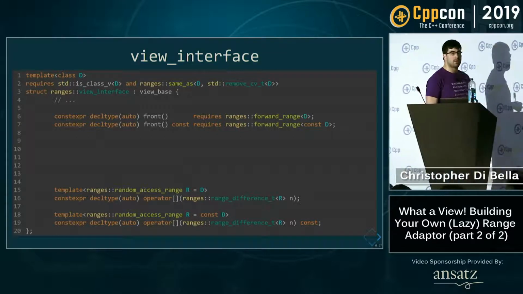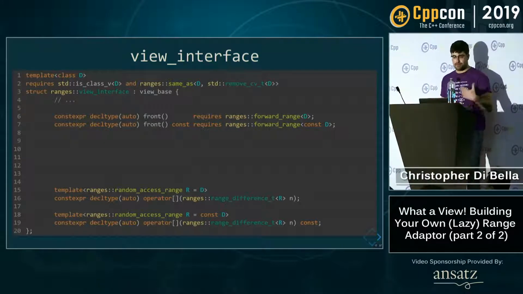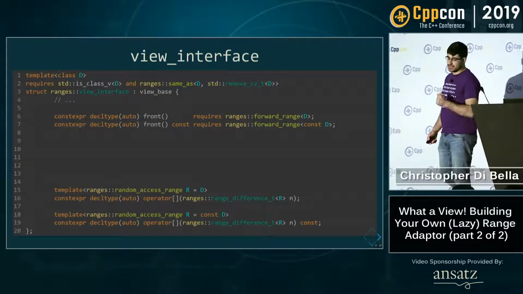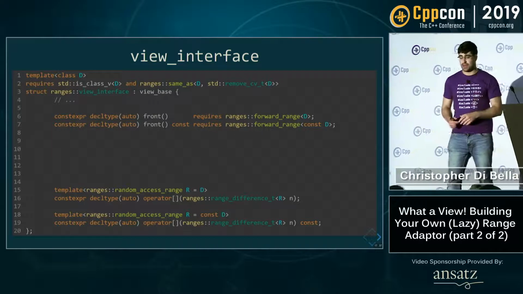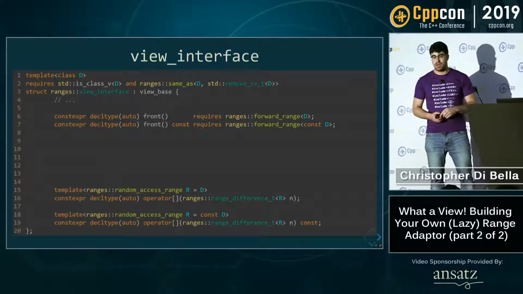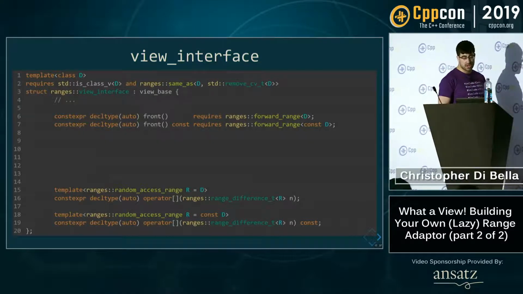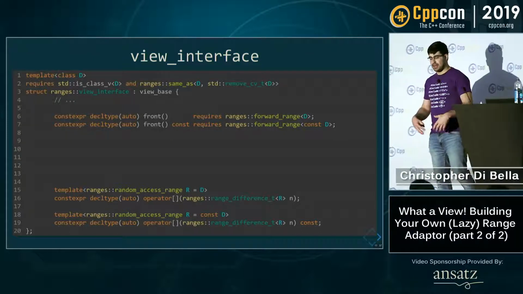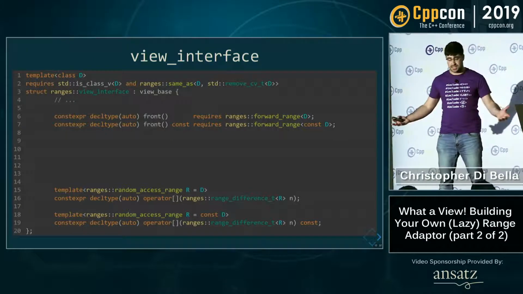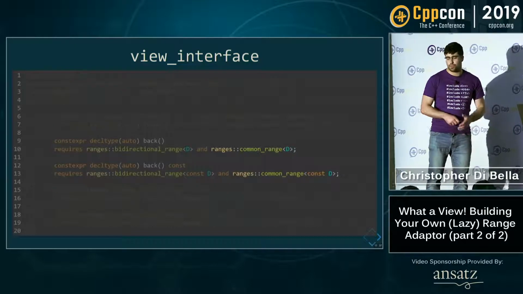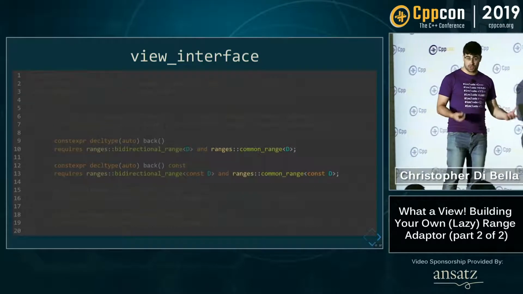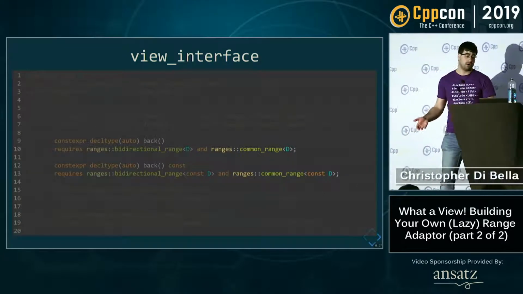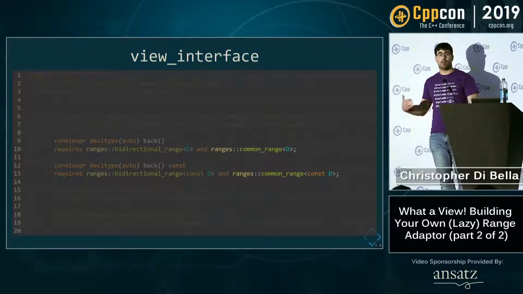Now, it turns out that we already meet all the requirements for front and for the subscript operator, because in the case that we have a forward range, we've just met all the requirements, so that one exists when we have a forward range. If we have a random access range, subscript just exists. But unfortunately, this doesn't work for the back operation. We need a bidirectional range. We already meet this requirement if we have a bidirectional range. But the thing we haven't accounted for is that we need a common range as well.